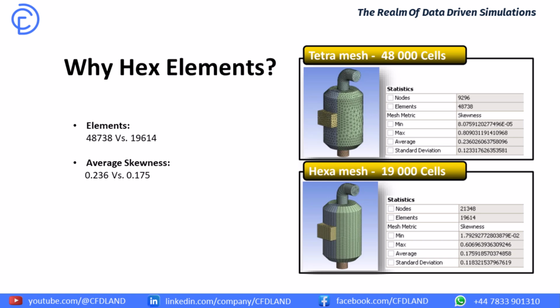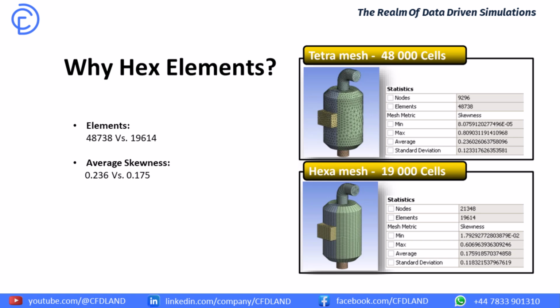Now look at the bottom one. This is a hex mesh. I mean, it's made of hexahedron cells. To mesh the same object, the software only needed 19,000 cells. This is a huge difference indeed. The hex mesh used less than half the number of elements. So this brings us to the two most important reasons why we always prefer a hex mesh.